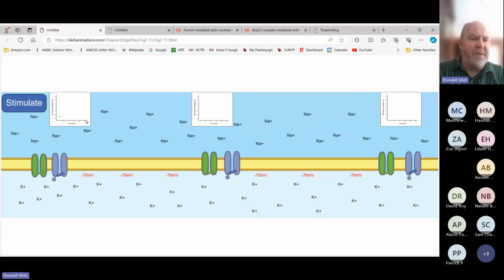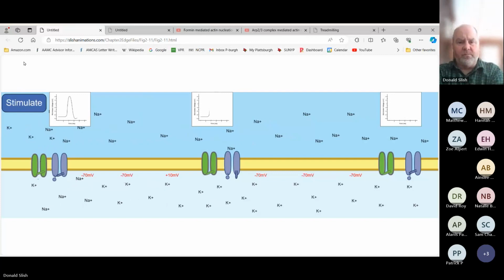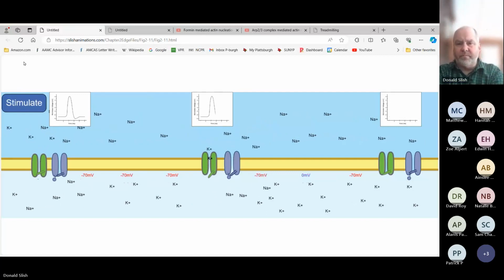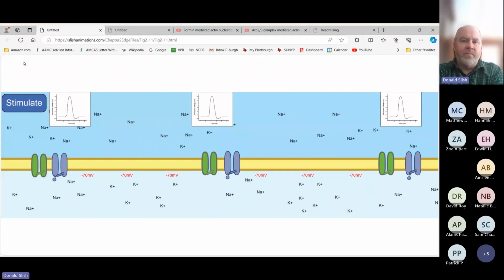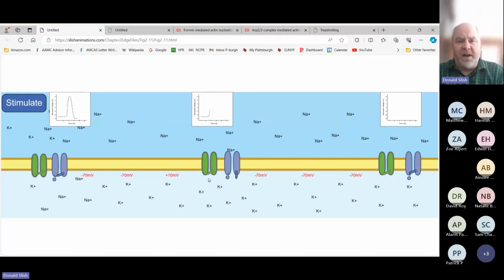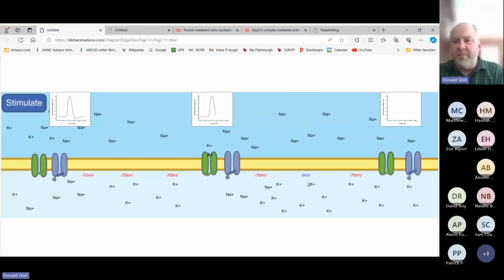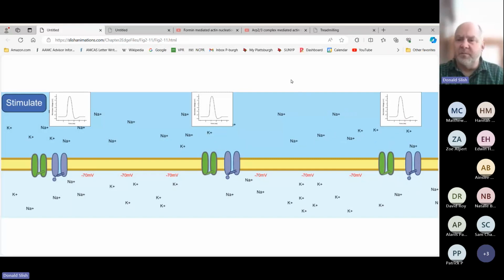Okay. So now here you can see that happening in each part of the membrane as the action potential passes down the membrane. So it's just like dominoes going down. This depolarizes, causes passive spread. This depolarizes, passive spread. This depolarizes, passive spread, and it goes down the axon that way.